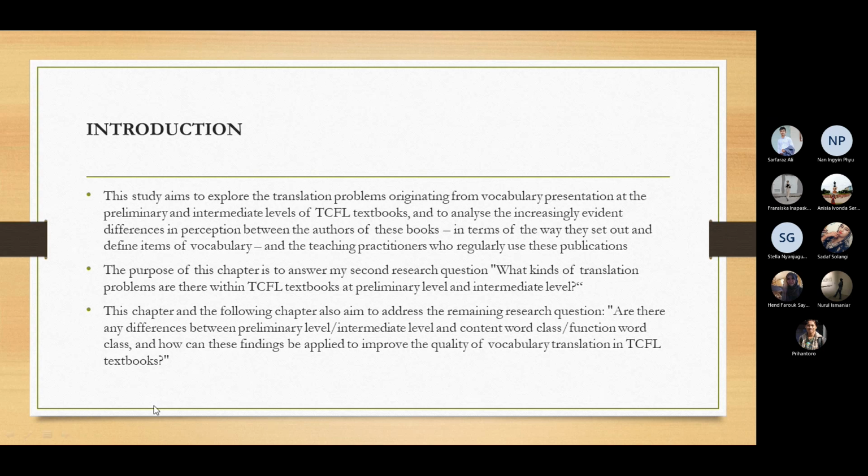Question number 2 was: what kind of translation problems are there within the TSFL textbooks at the primary and intermediate level? So this chapter, following the previous chapter, also aims to address the remaining research questions, as I already told you, and those research questions, including question number 3, are given.